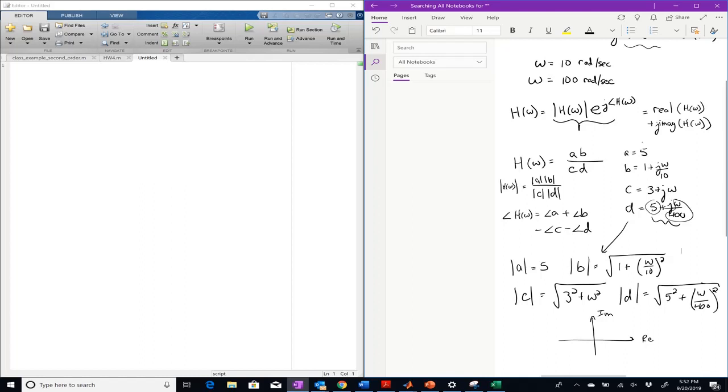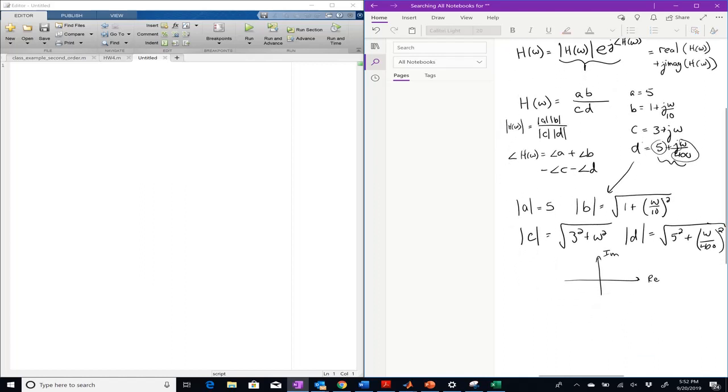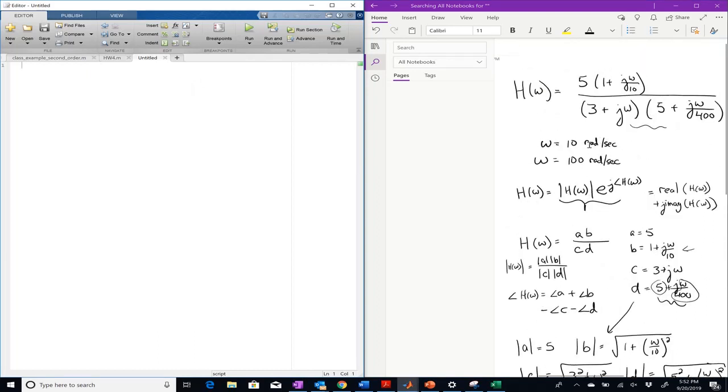All right, now if I did the angle, I'm just going to do one of them here. The angle of B is, in this case, the arctan of omega over 10 divided by 1, right? Because of the way that guy's set up. So how can I do that easily in MATLAB? Okay. Well, I asked to do this at two frequencies, omega equal 10 and omega equal to 100. So I'm going to make a vector that has 10 and 100 as the entries.